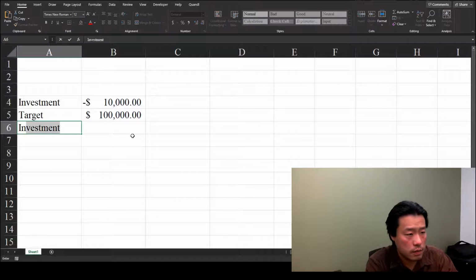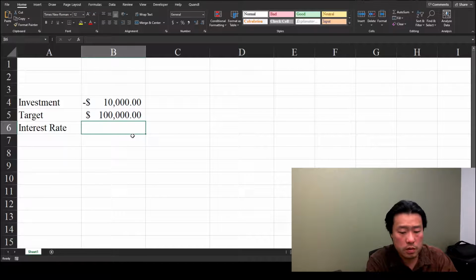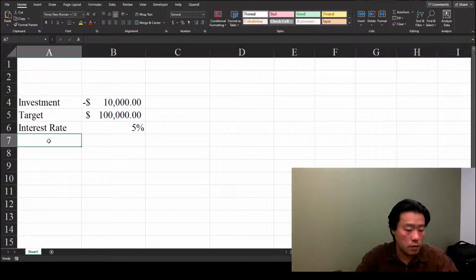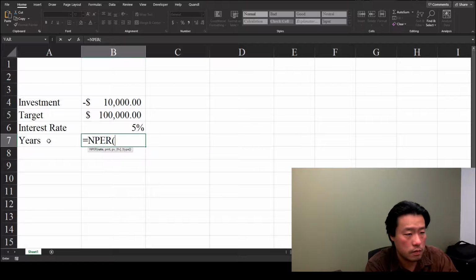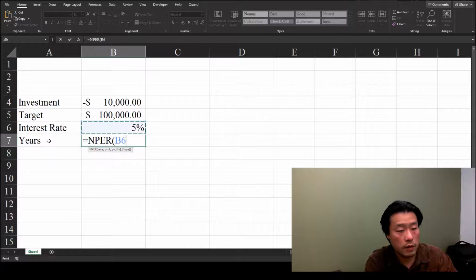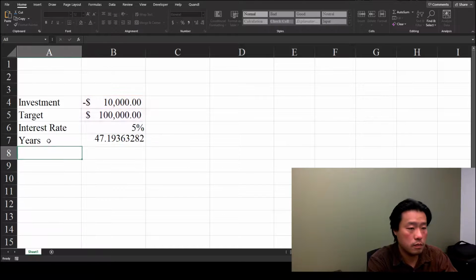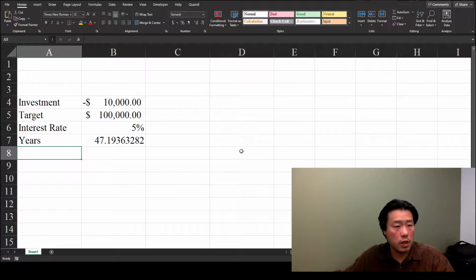So the interest rate is 5%. Find the number of years. You just need to use the NPER function. The interest rate is 5%. PMT would be 0 because there's no PMT. Present value would be negative 10,000 and future value would be 100,000. So it means that if you constantly receive 5% every year, you are going to need 47 years in order to reach the $100,000 benchmark.